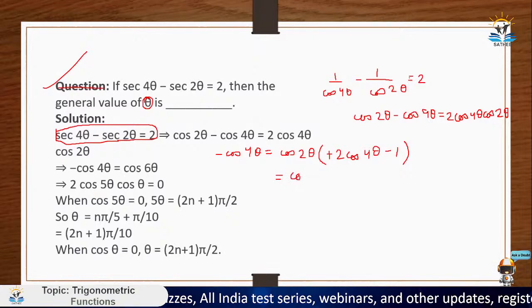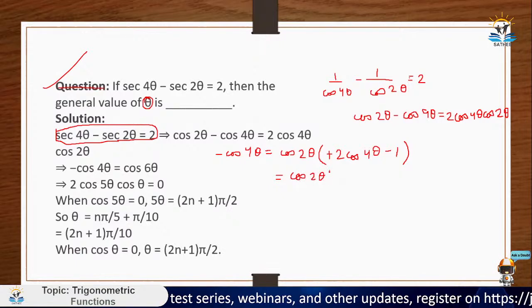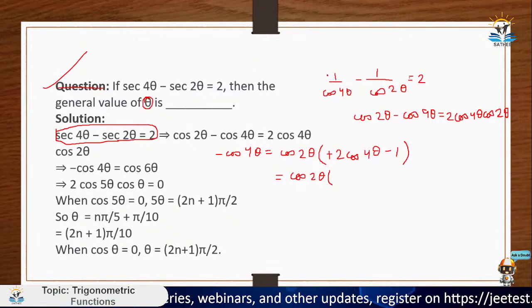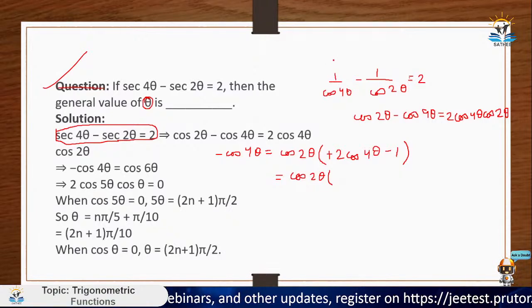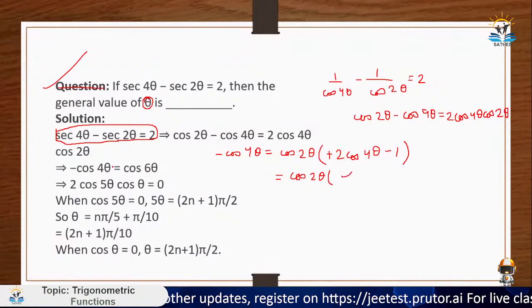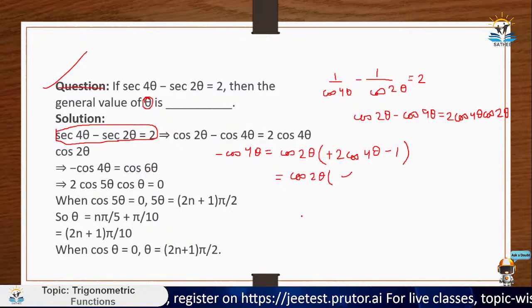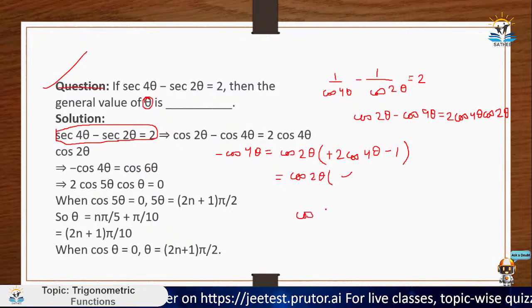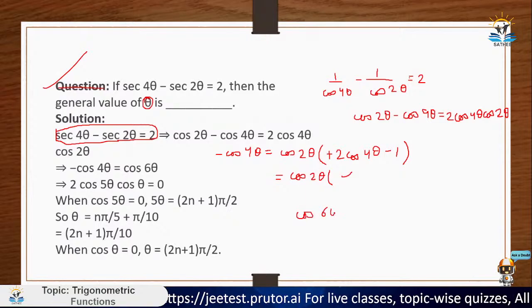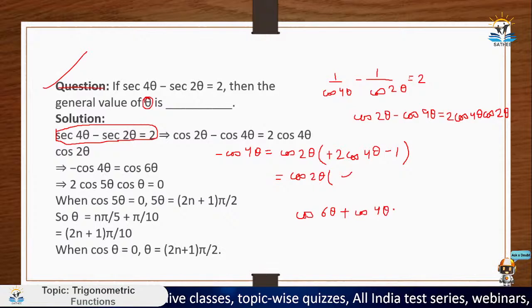you can use the identity cos 2 theta is equal to 2 cos square theta minus 1. So you can use that identity here and you will get cos 6 theta. So basically minus cos square theta is equal to cos 6 theta. So again cos 6 theta plus cos 4 theta equal to 0.